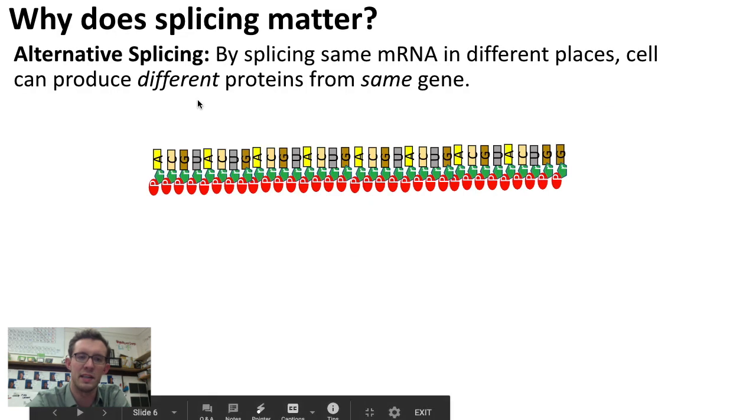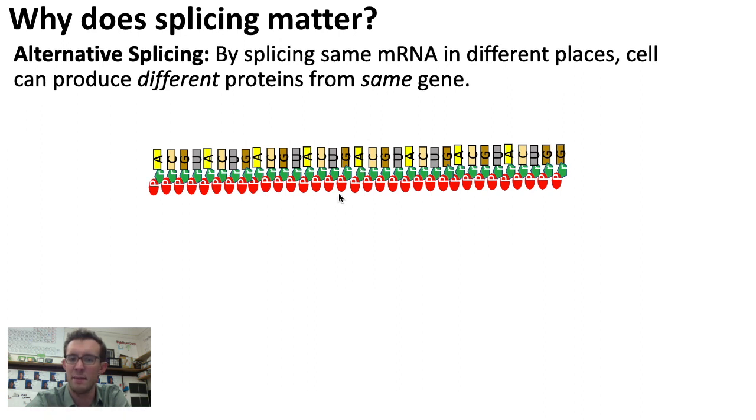So why is splicing important? Well, our cells can do something called alternative splicing. That is, they can splice the same strand of mRNA in different places, and as a result, they can produce different proteins from the same gene.